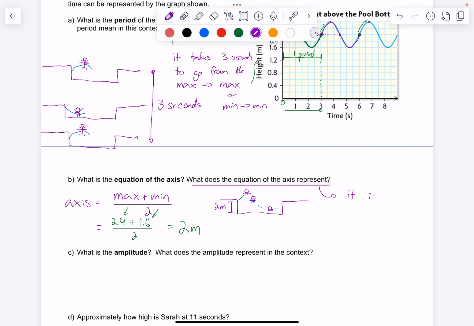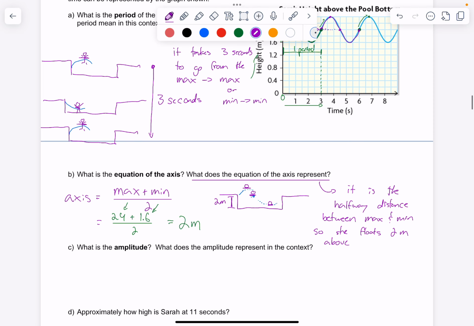It is the halfway distance between max and min. So she floats 2 meters above. Okay, what is the amplitude?